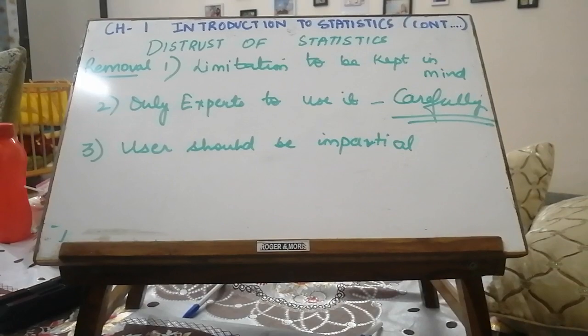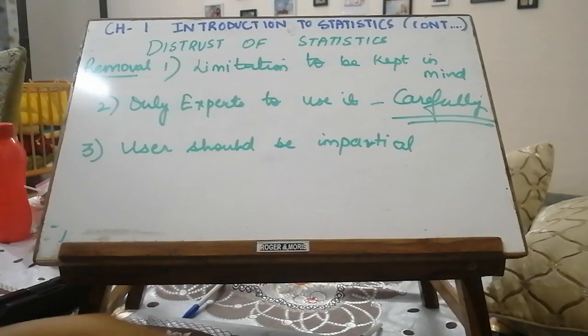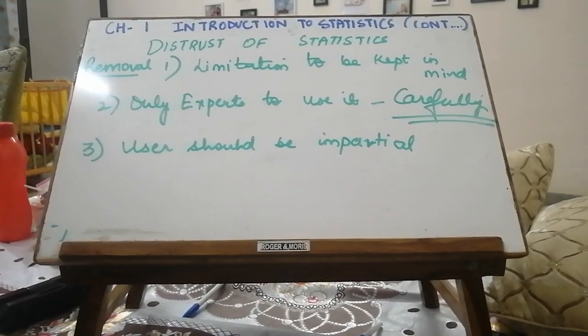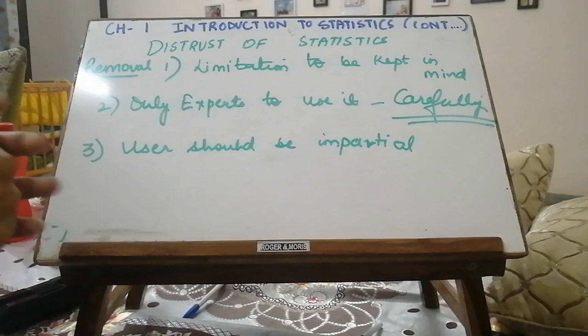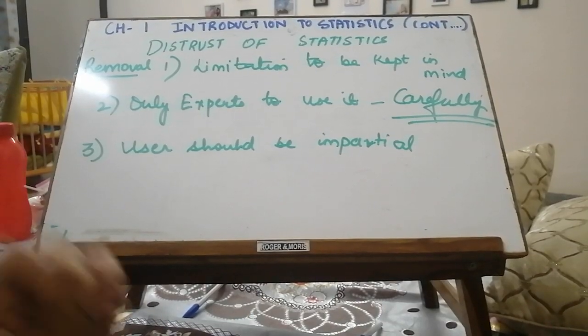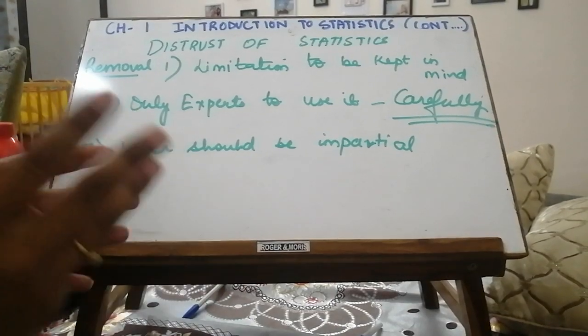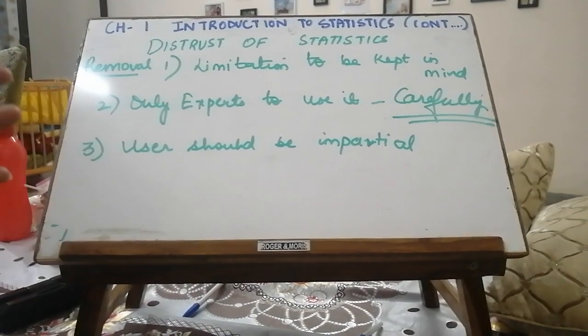So these are the points. Now I have discussed all the topics in chapter number 1. With this we are finishing this chapter. The assignment will follow. I hope I have been able to clarify all the topics. In case of any doubt, you can mail me. You have my mail ID.